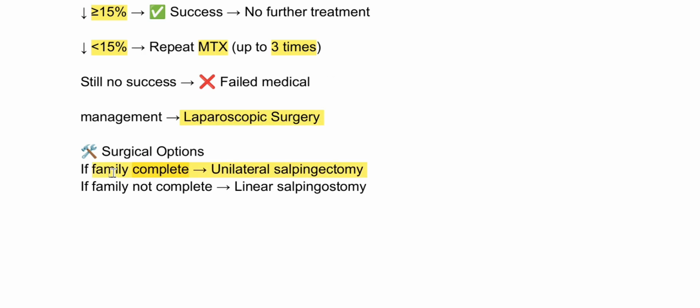Surgical option. If family is complete, we will do unilateral salpingectomy. And if the family is not complete, we will do linear salpingostomy. In unilateral salpingectomy, we will cut the fallopian tube and remove the ectopic part. And in the linear salpingostomy, we will make a linear incision and just remove the ectopic part and then suture back the incision. Thank you.